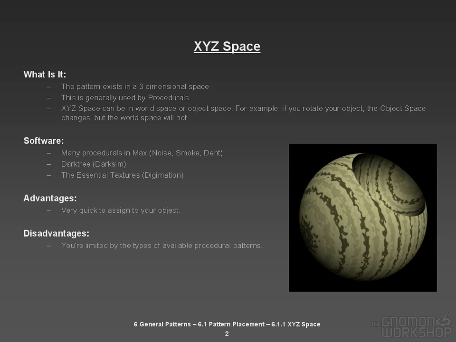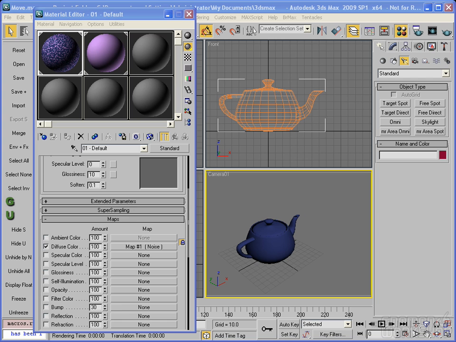The advantage is that it's really quick to assign this space to an object. The big disadvantage is that you're really limited by the types of available procedural patterns. You can't just take any bitmap and apply it to XYZ space easily. It's generally only used for procedurals. So let's have a look at XYZ space.